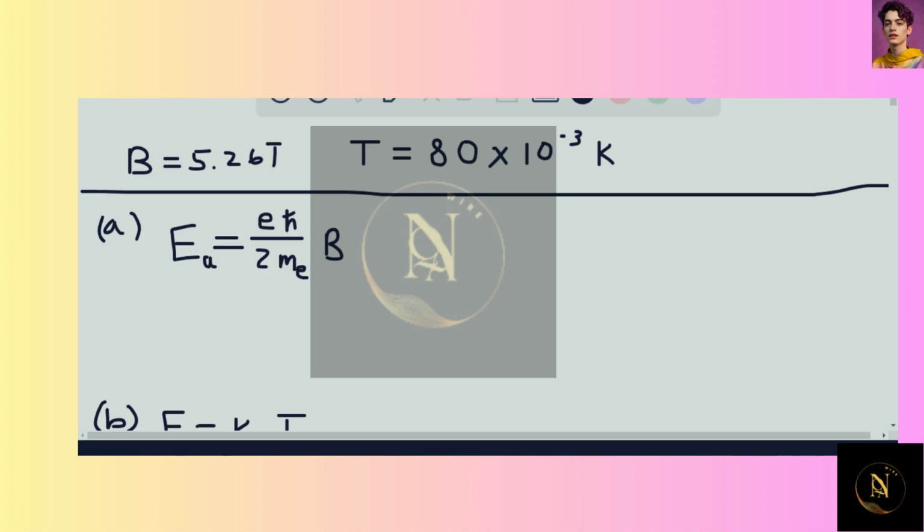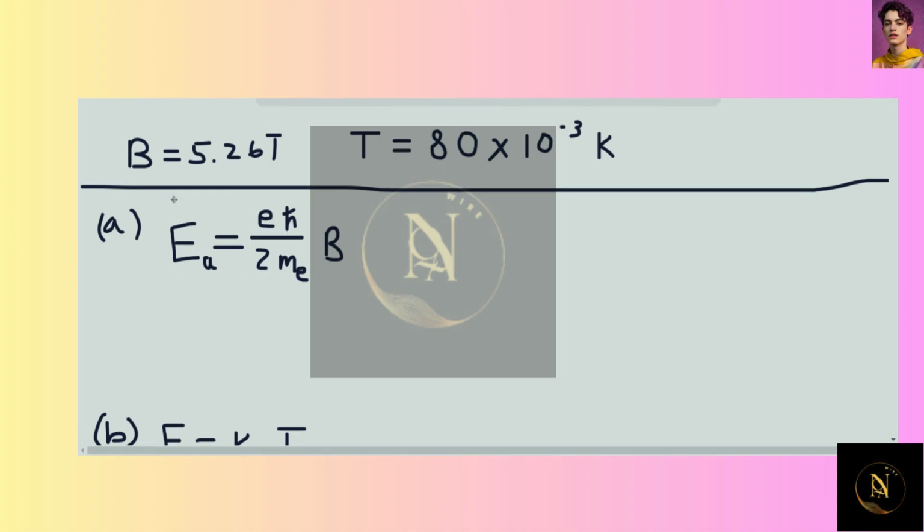So for part A, it says to evaluate the size of the quantum jump in the electron's energy. So the energy of the quantization, which we're calling E sub A here because it's for part A, is equal to the charge of the electron times Planck's constant, h bar, divided by 2 times the mass of the electron times the magnetic field B. So e, h bar, and m sub e are all just constants. We're using SI units here.